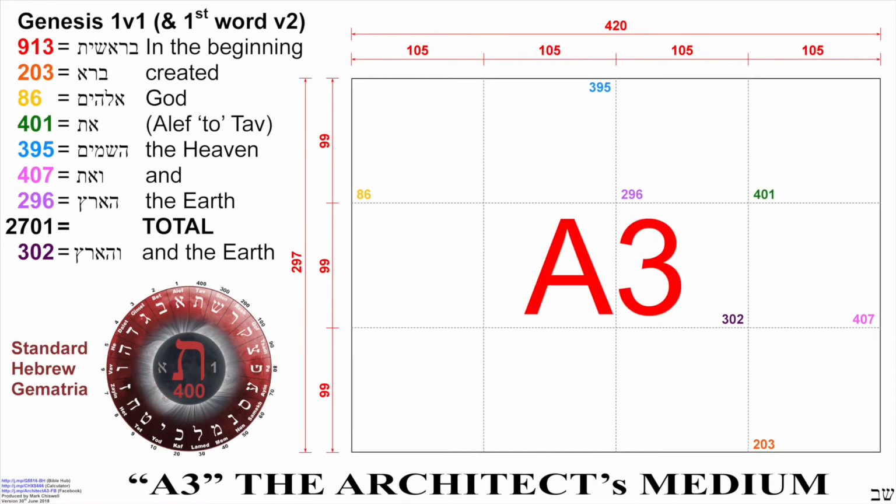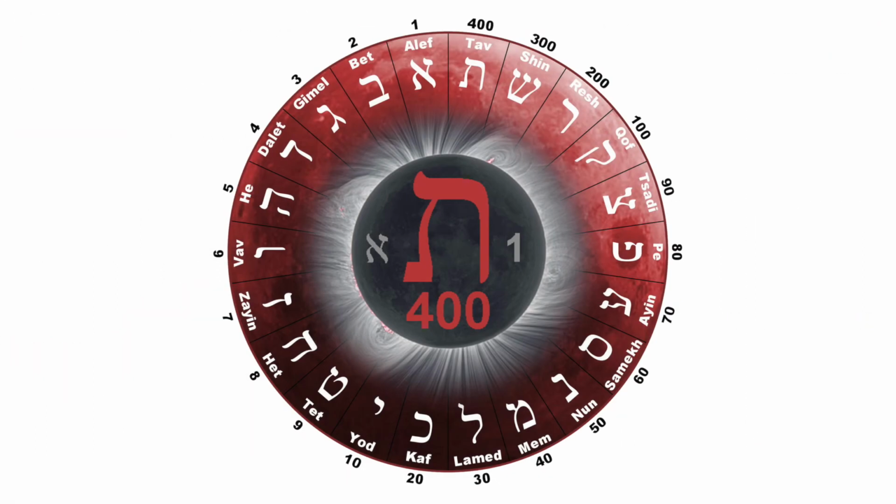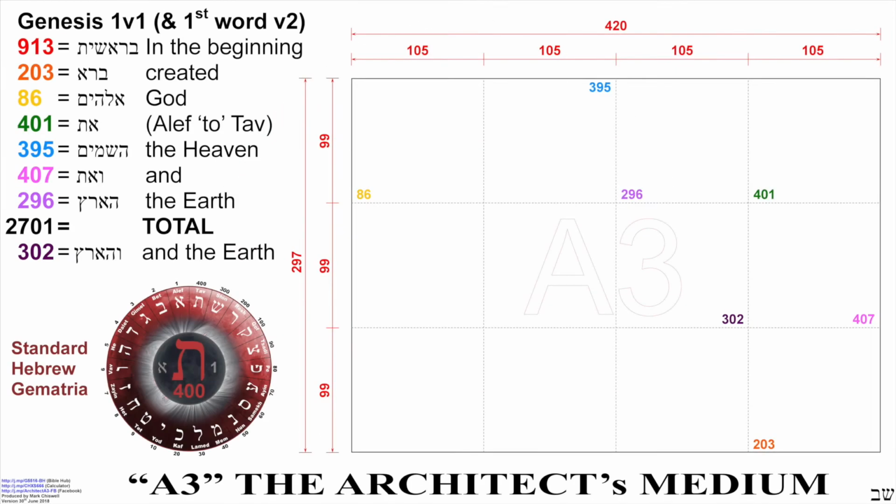Back to the A3 sheet. Using standard Hebrew gematria, which is the exchange of letters for numbers, using a standard numbering system, we have the following values. The gematria for the Hebrew word for created is 203, as shown by the orange text. The gematria for the Hebrew word for God is 86, as shown by the yellow text.